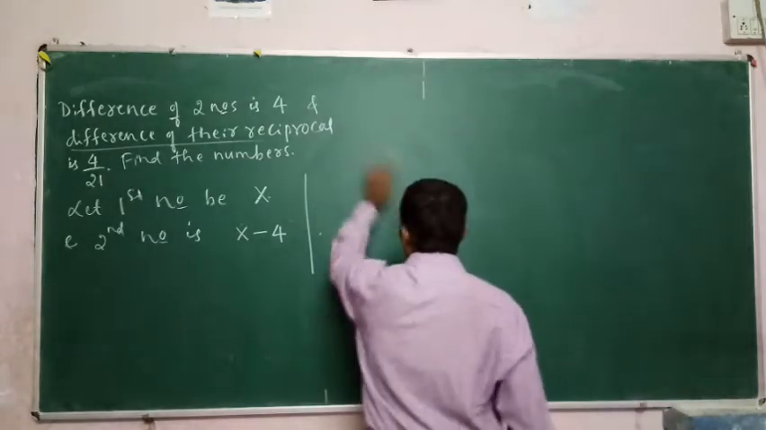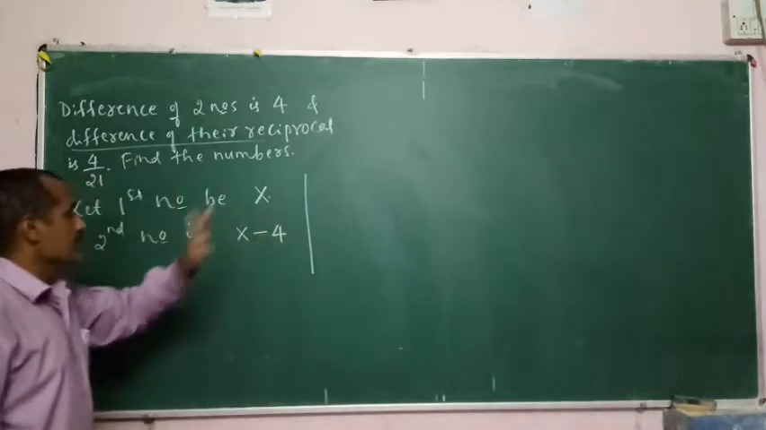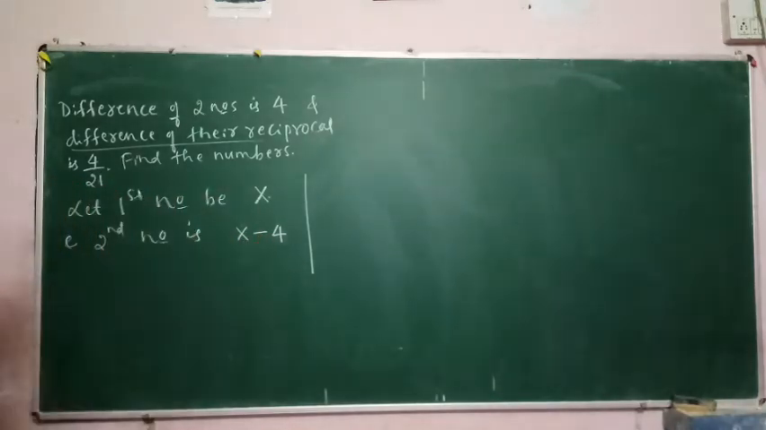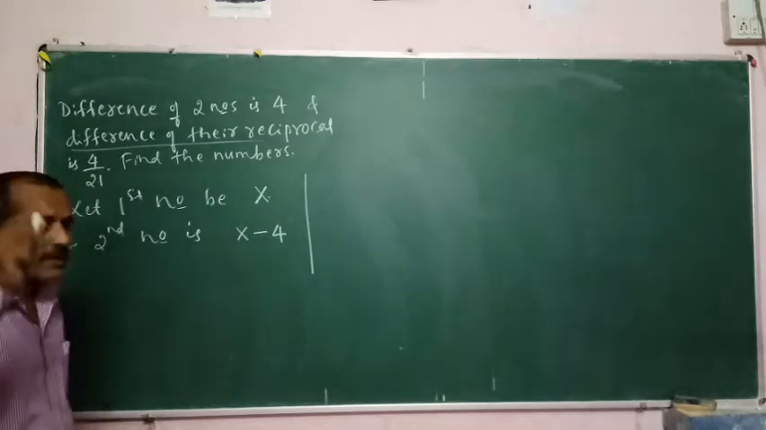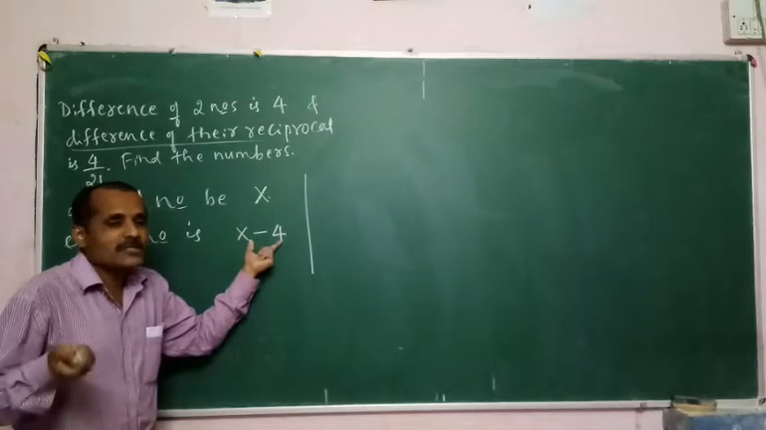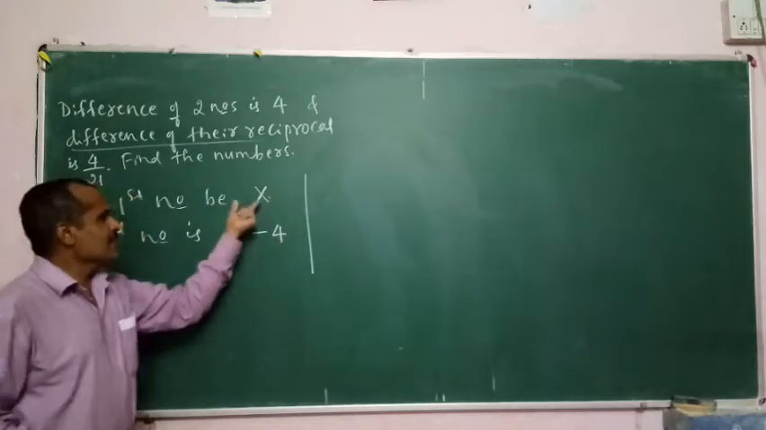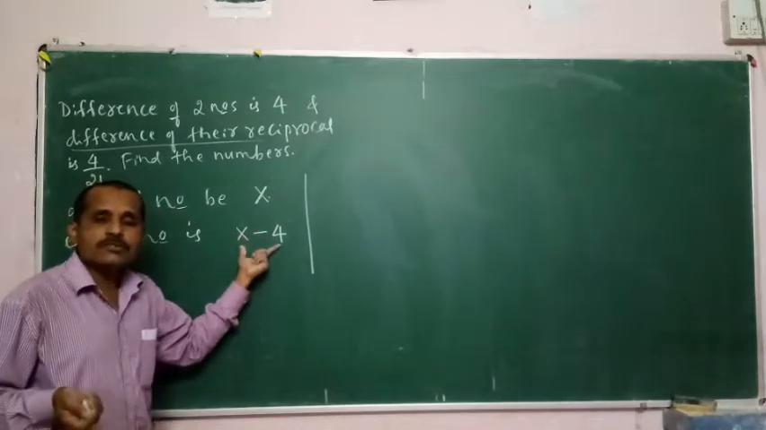Now, you can remember this much. First number is x. Second number is x minus 4. Okay? Now, the next part is very, very important. My dear children, out of these two, which is greater and which is smaller? By seeing only, you can say this number is bigger, and because minus 4 is there, this number is smaller.